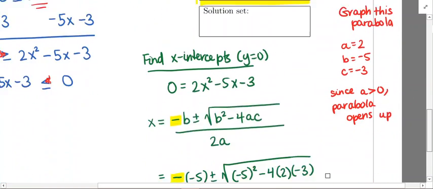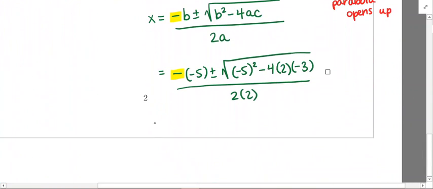We need to simplify. Let's see what happens here. Negative times negative is going to be +5, plus or minus the square root. Underneath the square root, we're going to have -5 times -5, that's 25, minus, or minus times minus, we'll turn it positive over here, 4 times 2 is 8, times 3 is 24, all over 4.